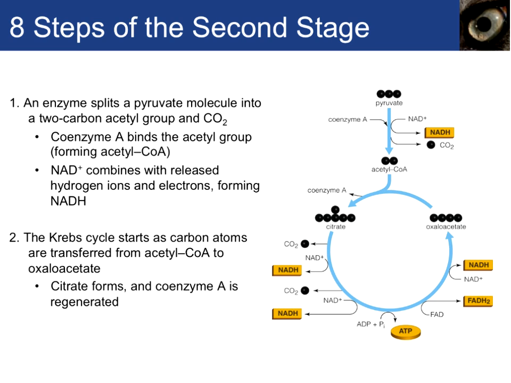So there are 8 steps to the second stage of cellular respiration. So first, an enzyme splits each pyruvate molecule into a 2-carbon acetyl group and carbon dioxide. So coenzyme A binds the acetyl group, and this is what forms acetyl-CoA. So then NAD plus combines with released hydrogen ions and electrons, and this forms NADH. Then next the Krebs cycle starts as carbon atoms are transferred from acetyl-CoA to oxaloacetate. And at this point you have citrate being formed, and coenzyme A is regenerated.